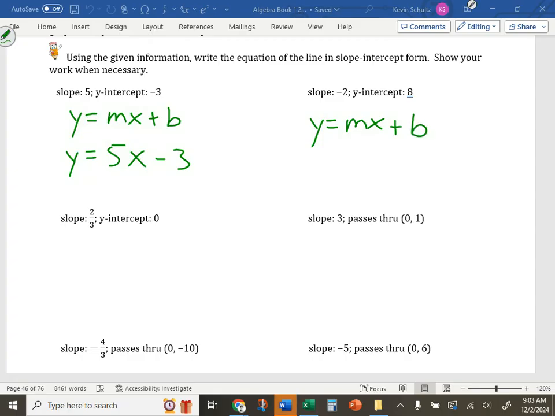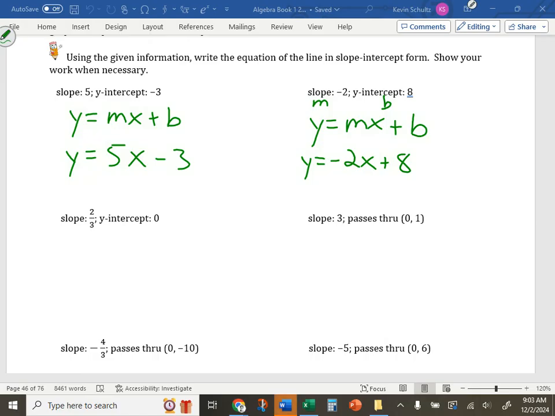The next one, slope is negative 2, y-intercept is 8. Y equals mx plus b. Who's got our equation for us? Damien. Y equals negative 2x plus 8. Very good. How we got that was he took the slope, put that in for m, negative 2, put the y-intercept, that positive 8, put that in for b, and you're done. Okay?